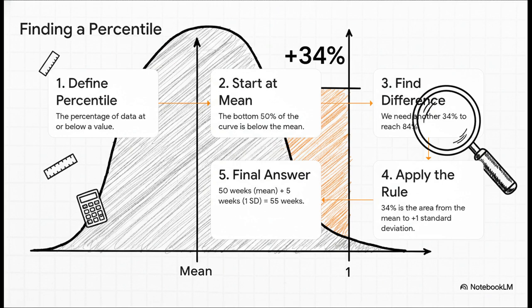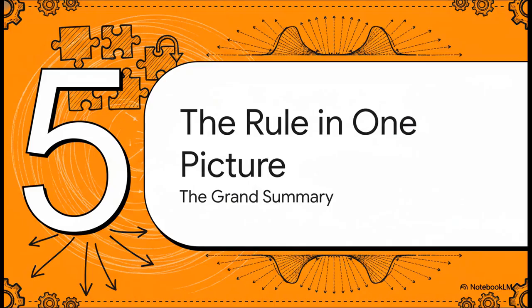So to get from 50% to 84%, we need another 34%. And what does our rule tell us? Well, 34% is exactly the slice between the mean and 1 standard deviation above it. So we take our mean of 50 weeks, add 1 standard deviation of 5 weeks, and what do we get? Exactly 55 weeks.